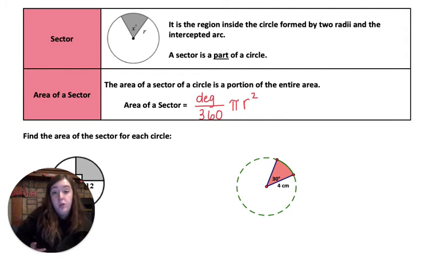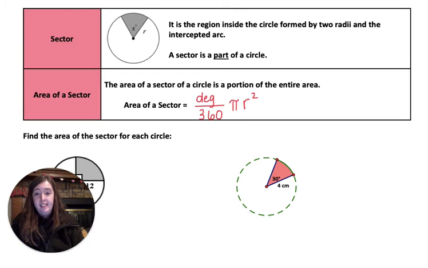So, real quick, give you the detailed definition of a sector. It's the region inside of a circle formed by two radii and the intercepted arc. It's part of a circle. I like to think of it as a slice. It's like a slice of pie or a slice of pizza. Some of them are big slices though, so.